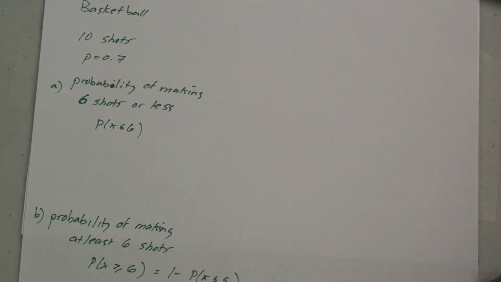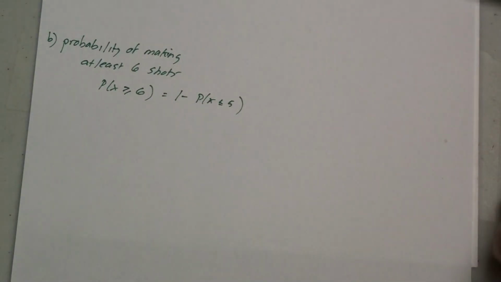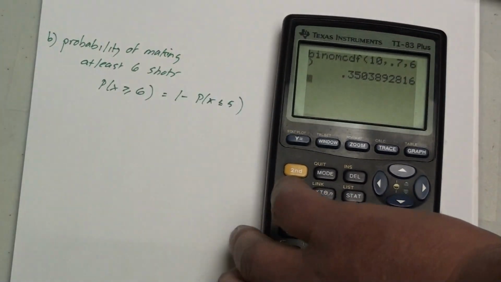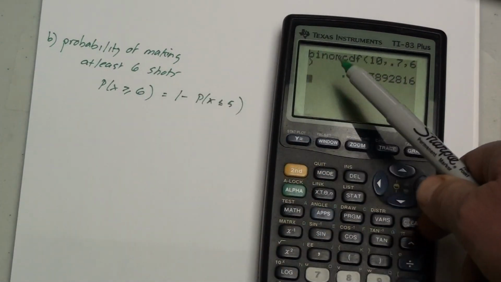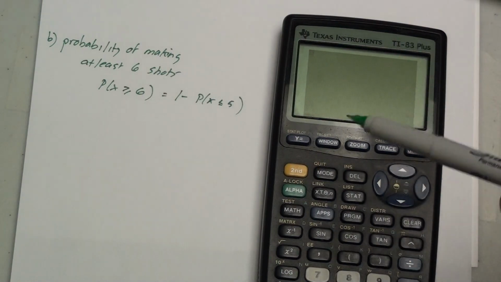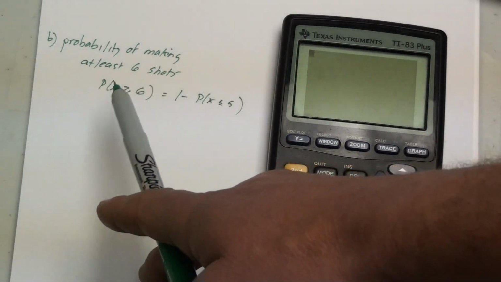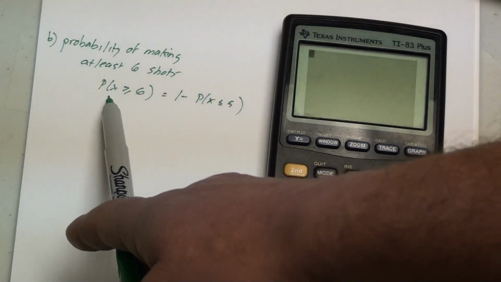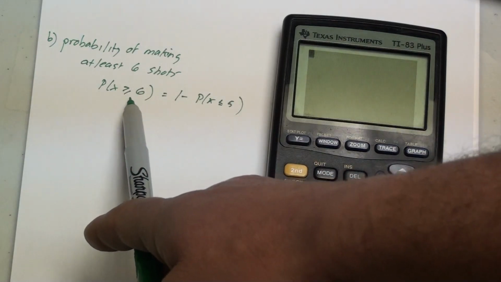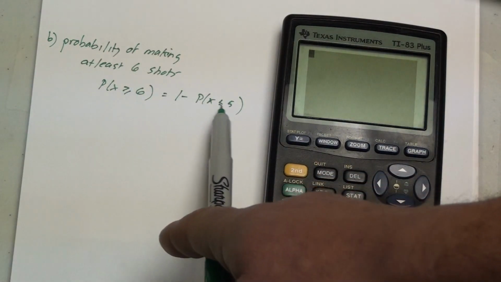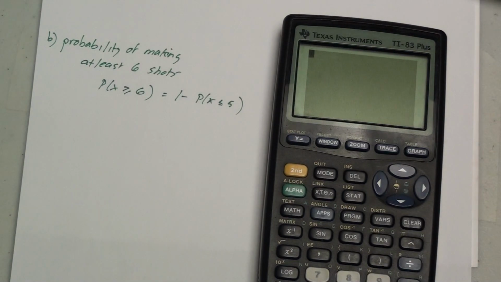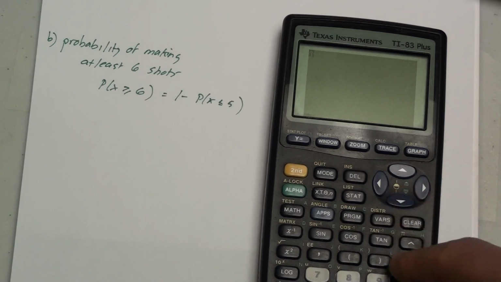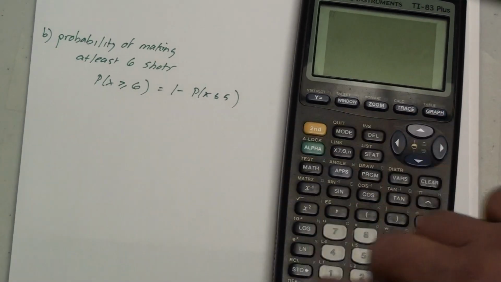If it was the probability of making at least 6 shots, I'd have a little bit of change. The Binomial CDF gives me less than, but in this question I want greater than, so I have to do 1 minus. I want greater than or equal to 6, which means I'd be taking away less than or equal to 5 from 100%. The Binomial CDF does not give me greater than, it gives me less than, so I have to take it away from 100%.